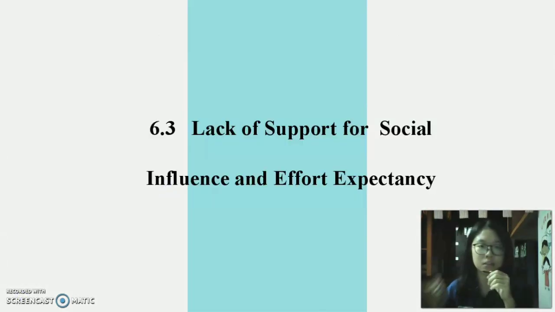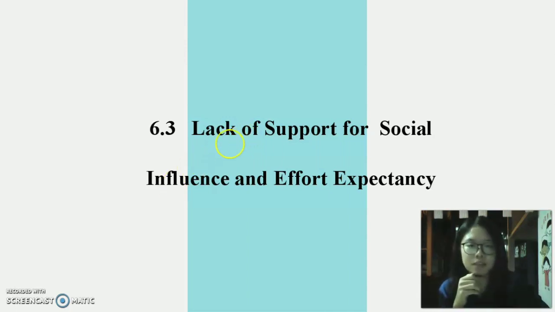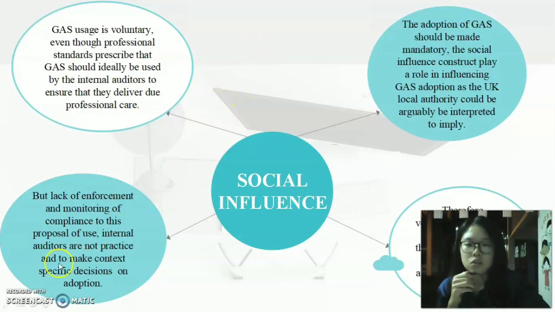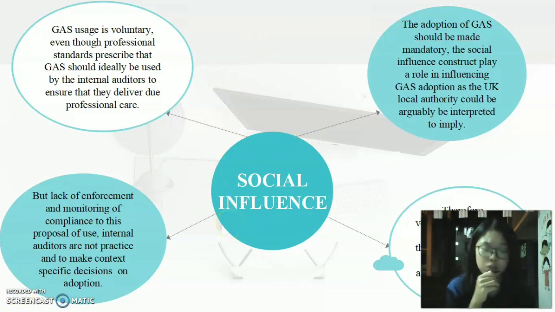And next, we discuss the lack of support for social influence and effort expectancy. Social influence is not always significant when the adoption of GAS is in a voluntary rather than mandatory setting. In the domain of this study, GAS is voluntary usage, even though the professional standards prescribe that GAS should ideally be used by internal auditors to ensure they deliver due professional care. And some pressures appear to be exerted in some industries by regulatory oversight processes.